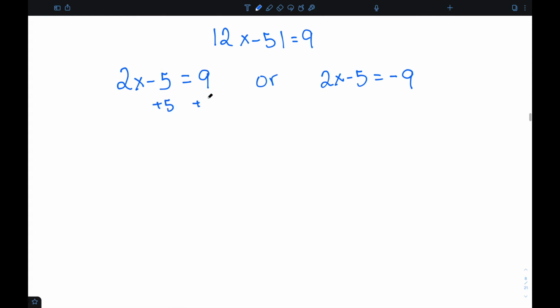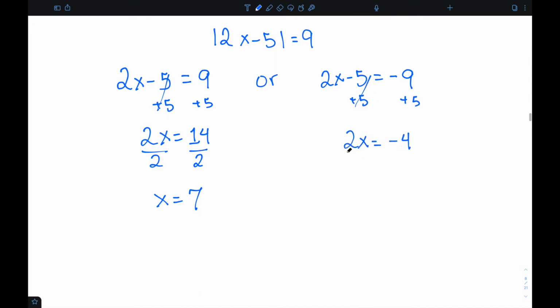For my first equation, I can add 5 to both sides. 9 plus 5 is 14. I can then divide both sides by 2 and get x equal to 7. For the other one, I can add 5 to both sides. That gets me 2x is equal to negative 4. Divide both sides by 2, and I get x equal to negative 2. So I have two total solutions here, 7 and negative 2.